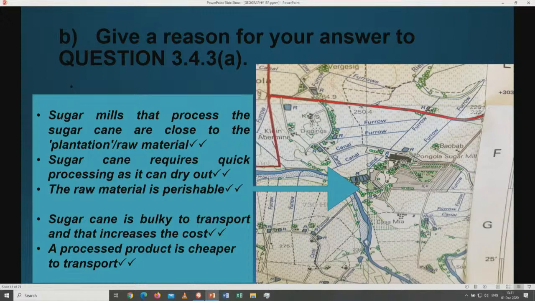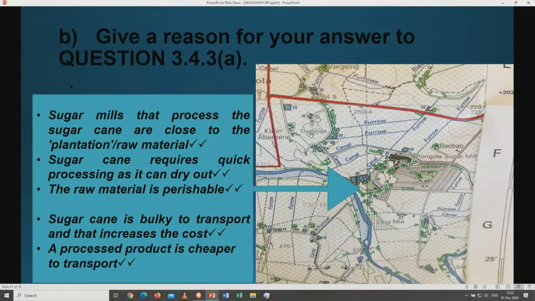So these are some of the answers that we expected. Sugar cane is bulky to transport, and that increases the cost. Because when you transport sugar cane without processing it, remember you have to squeeze the juices out of the sugar cane to get what? To get those juices that you need to produce sugar. Now, if you transport sugar cane as big as it is, it becomes bulky. It means that there is a lot of load. It means that there are many trucks that need to go there and fetch that sugar cane. So that is why you need the industry to be next to the raw material there.